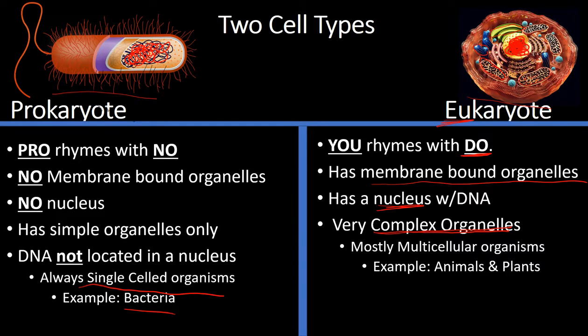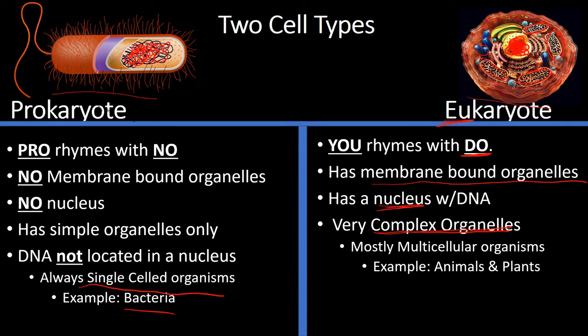You and I, all of our cells, our skin cells, our kidney cells, liver cells, brain cells, all of those are eukaryotic cells. Even in plants, because plants have these complex structures. Plants have a nucleus to store their DNA, and we'll talk more about that next week.